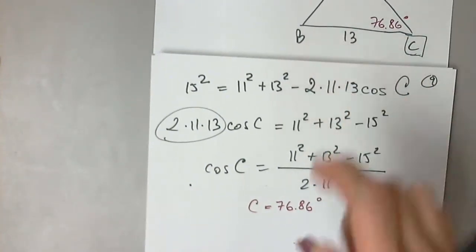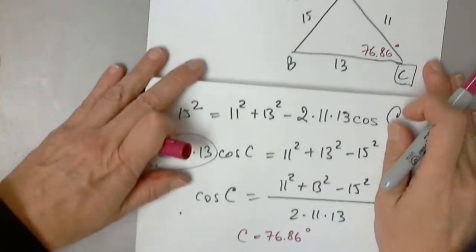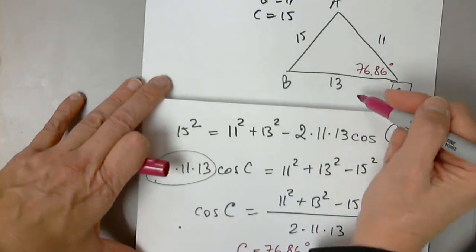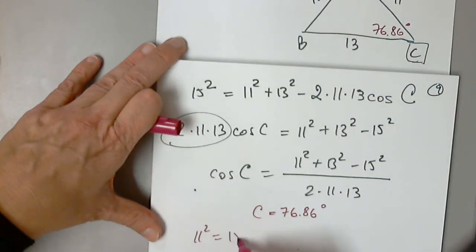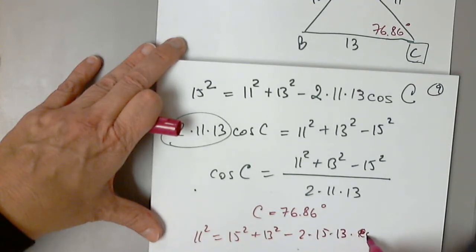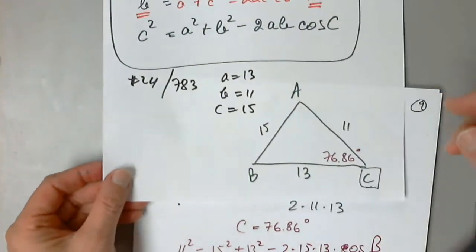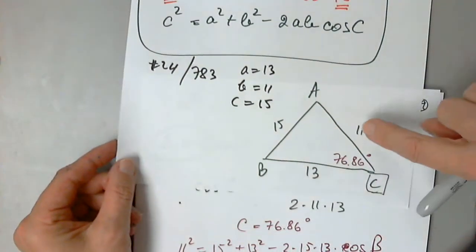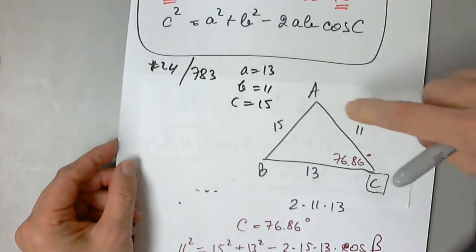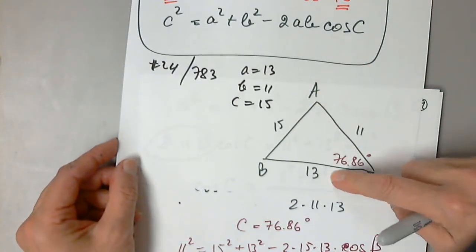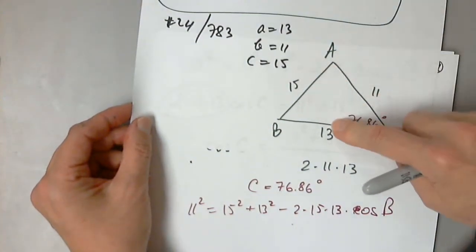If we want to determine angle B, then we have to start with 11 squared equals 15 squared plus 13 squared minus 2 times 15 times 13 times cosine B. And once we determine B, we're done because we subtract from 180 B and C and we get A. We don't have to do anything else for angle A. So one more time, let's do this one more time together. If we want to determine angle B, we start with the opposite. 11 squared equals 15 squared plus 13 squared minus 2 times 15 times 13 times cosine B.